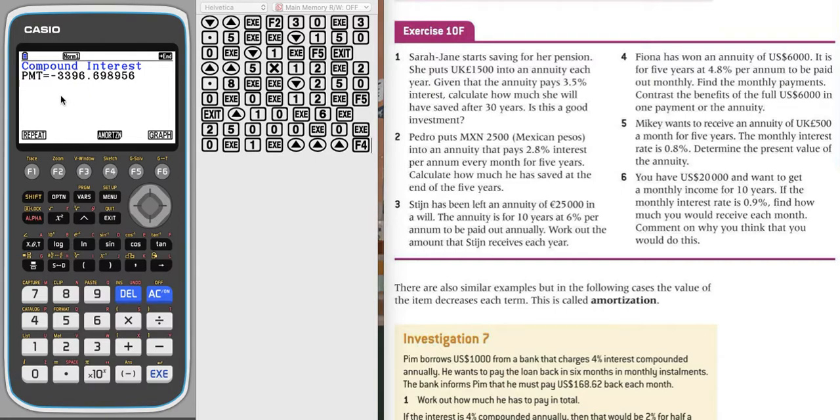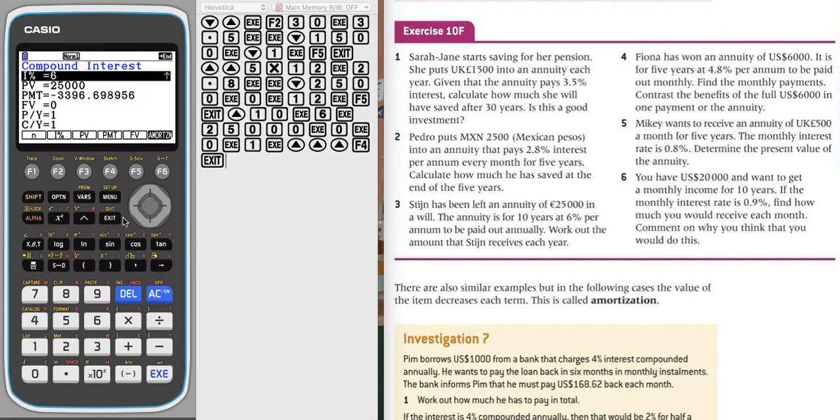They should be getting 3,396 euros and 70 cents. And if I check that, again, correct. Okay, so it's working out fine. So let's exit. Now one for Fiona.